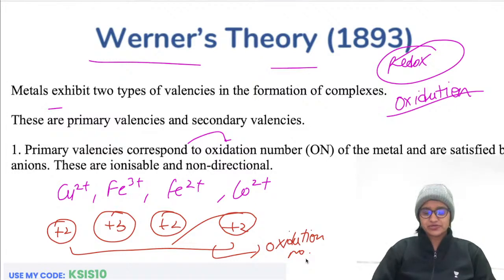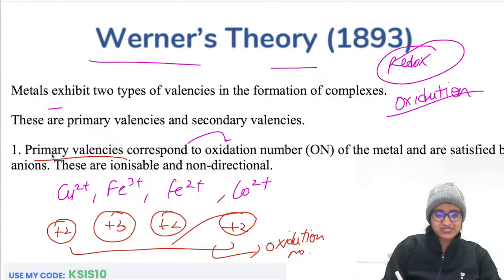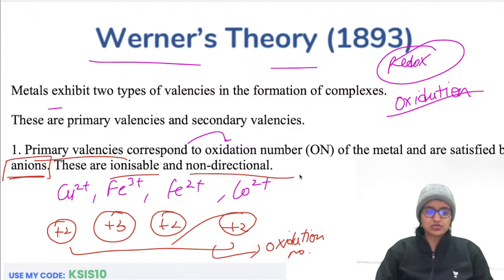This oxidation number Werner called the primary valency. Since you are calculating the oxidation number for the metal, it will be a positive charge. That is why the primary valency is only satisfied by anions, that is, those which have negative charge. So these are ionizable, and these are non-directional.